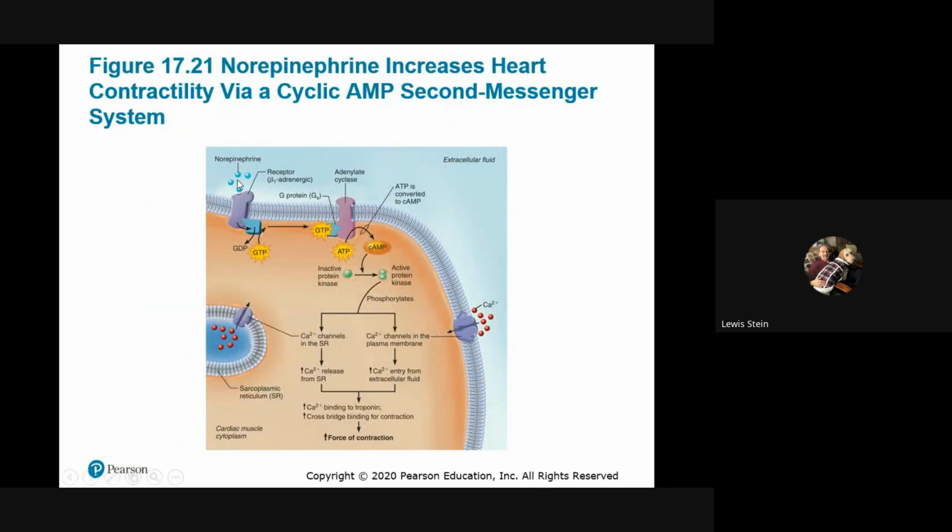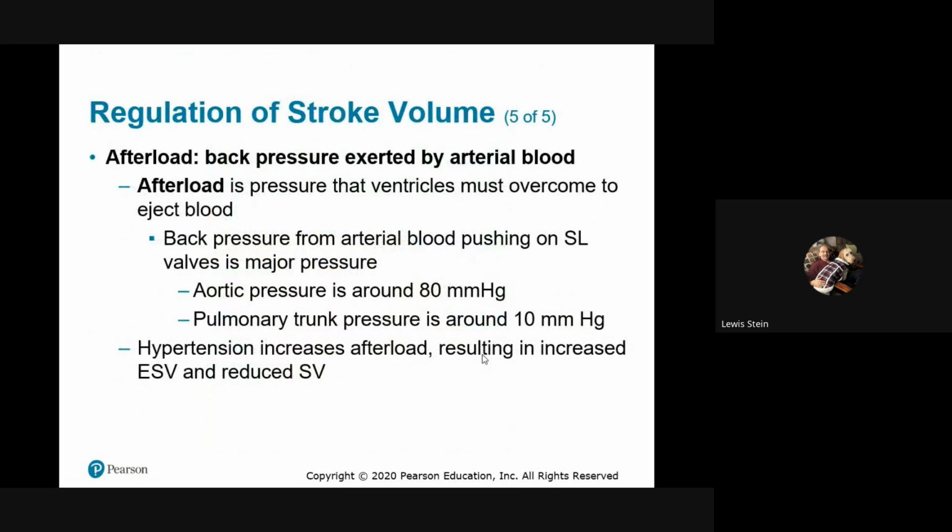And this is just how norepinephrine works. You don't have to do this. Thank goodness. G protein receptors, etc., etc. And what's left? Afterload. Back pressure exerted by the arterial blood. Pressure that the ventricles must overcome to eject blood. That's what's sitting there.